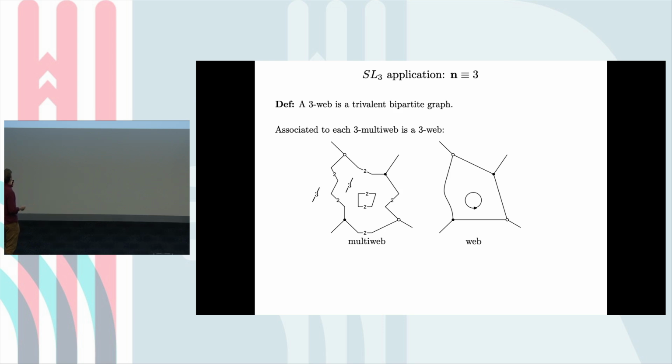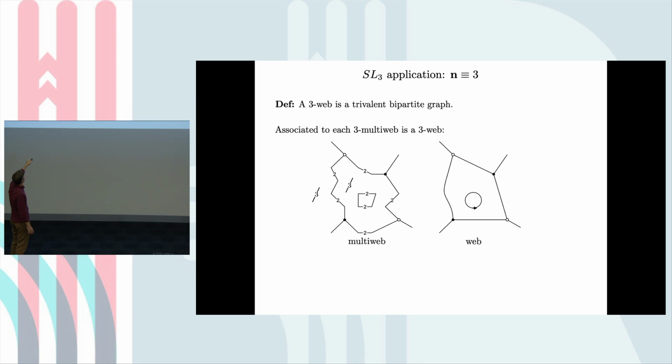So what happens is that I get some triple edges, and then I have some double edges, but each double edge is part of a chain of edges which alternates 2, 1, 2, 1, 2, 1, and may end at a trivalent vertex, like this. So that's the typical parts in a multiweb. And associated to that is a real web, a 3-web, where you just throw out the multiplicity 3 edges, and the chains of 1s and 2s just become paths here.